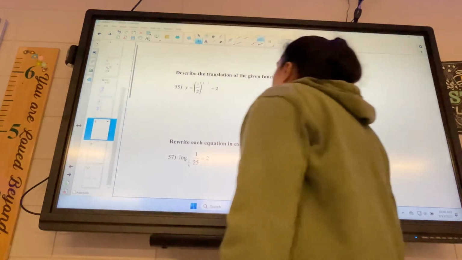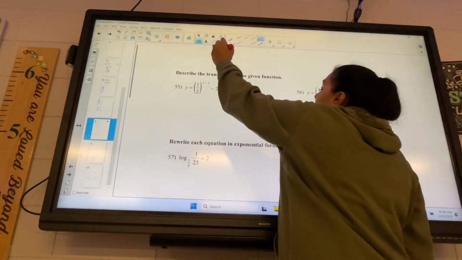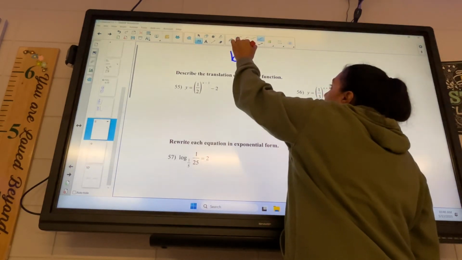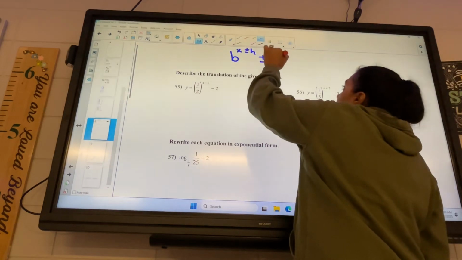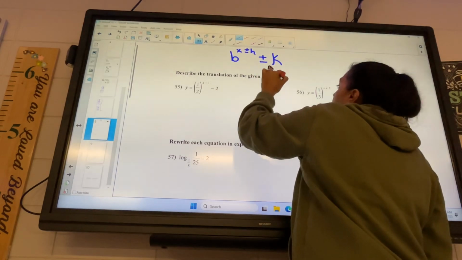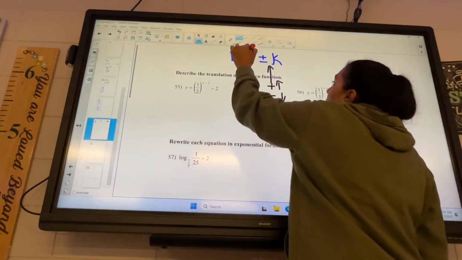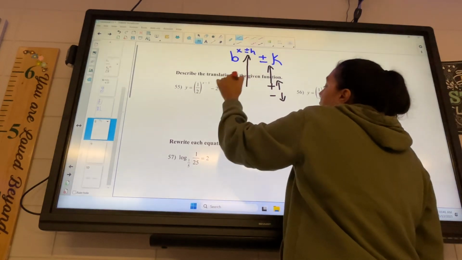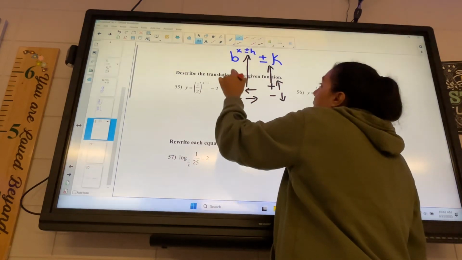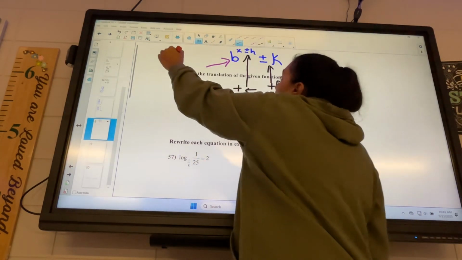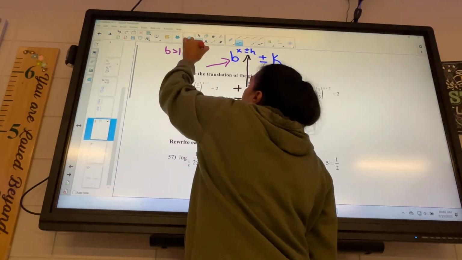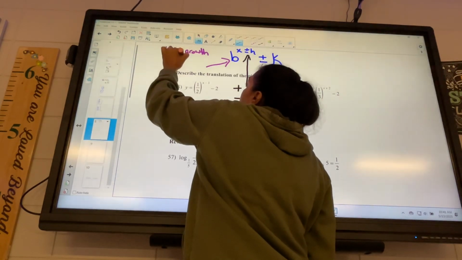Okay, 8. It says describe the translation. So you're going to either say growth or decay. So it really looks like b to the x plus or minus h plus or minus k. And again, I would probably write that down. You can use this on your sheet, but if it's a plus, we're going up. If it's a minus, you're going down. And here, if it's a plus, you're going to the left. If it's a minus, you're going to the right. And as far as the b, if b is greater than 1, it's growth. If b is less than 1, it's going to be decay.